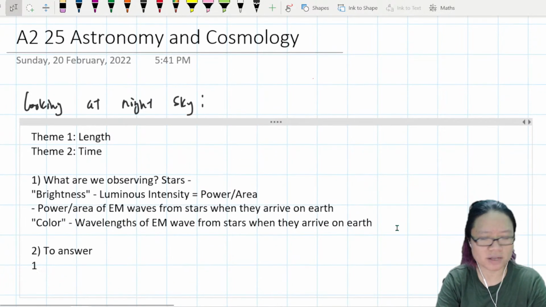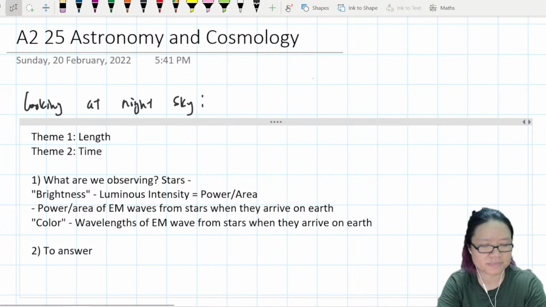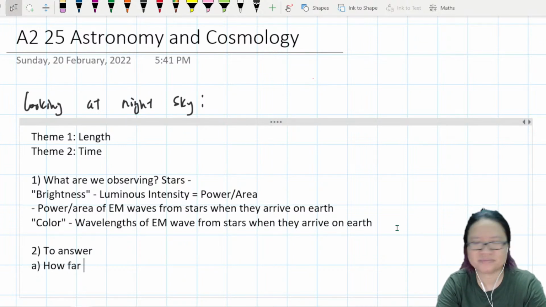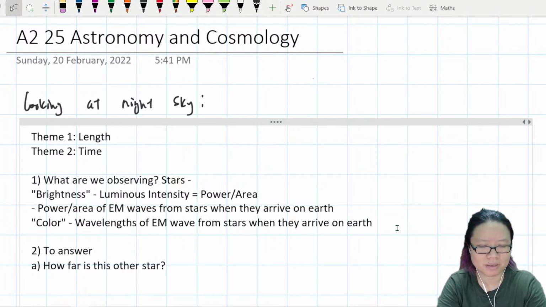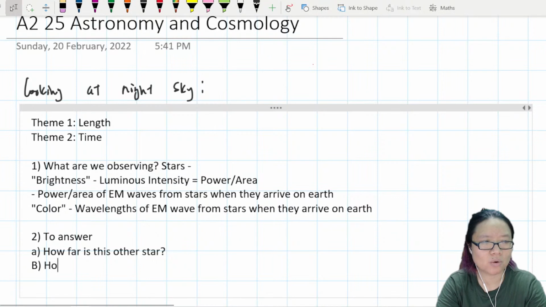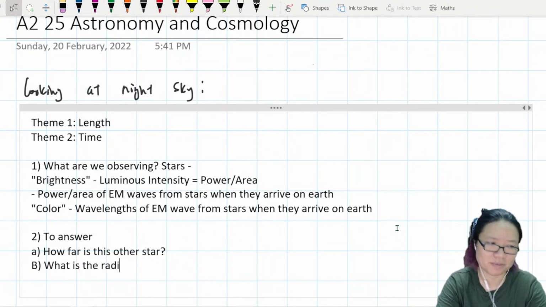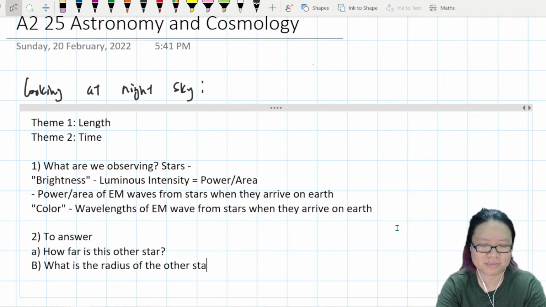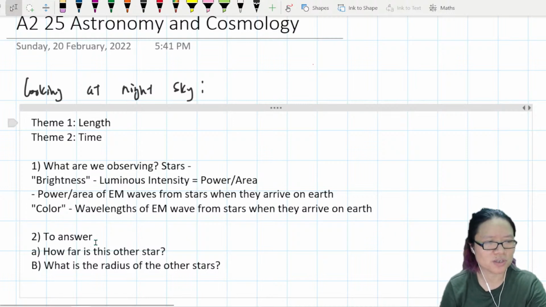So that we can answer questions like number 1, A, how far is this other star? How far? B, how big, or in other words, what is the radius or diameter of the other stars? You get the idea? So these are all ideas around length.